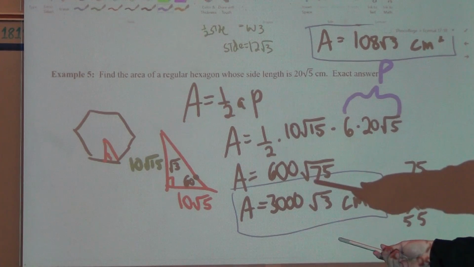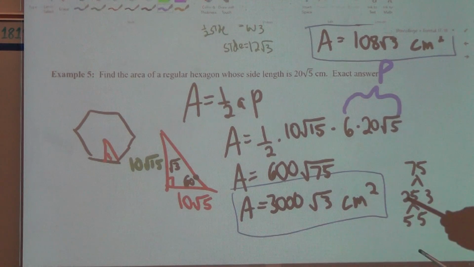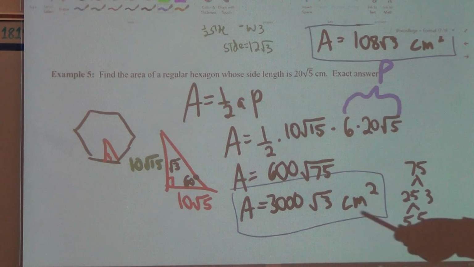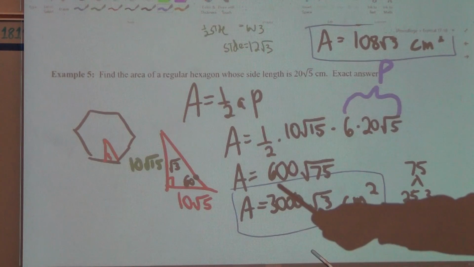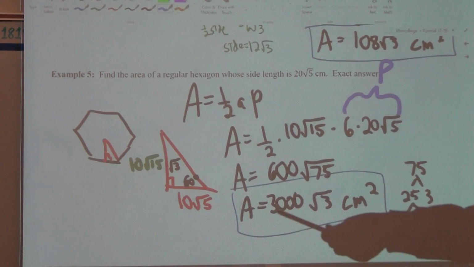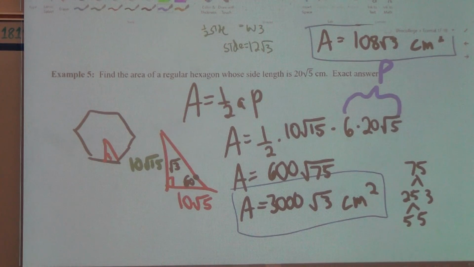When we factor 75 into 25 and 3, 25 can break down as 5 and 5. When you pull out the 5s, they're going to interact with this 600 to make 3,000. So you get 3,000 root 3. Our units are centimeters. We're talking about areas, so we're going to be centimeters squared.